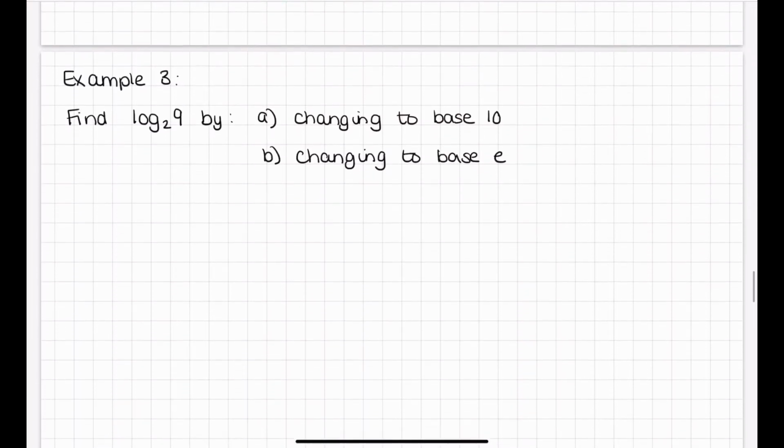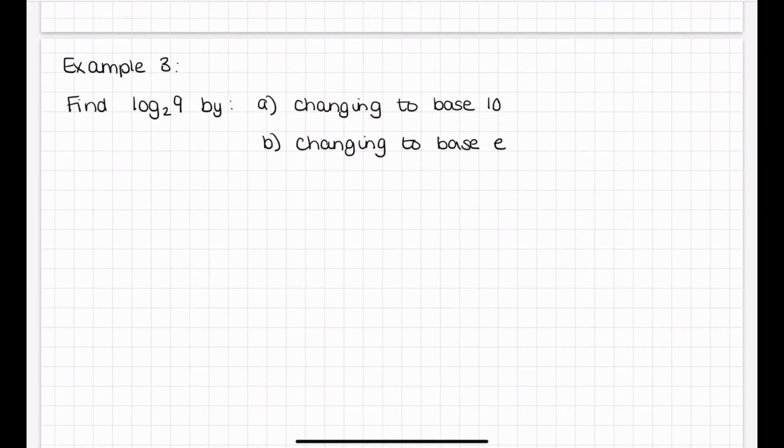Example 3, we want to change the base. We've got log_2 9 and we want to change it to base 10 and change it to base e. This is basically to show that it doesn't matter what base we change it to, we'll still get the same answer. So for part A, change log_2 9 to base 10, which means we'll have log base 10, which means we don't need to write it, of 9 divided by log 2. So the base value goes to the bottom of the fraction. Put that in your calculator and you get 3.17.